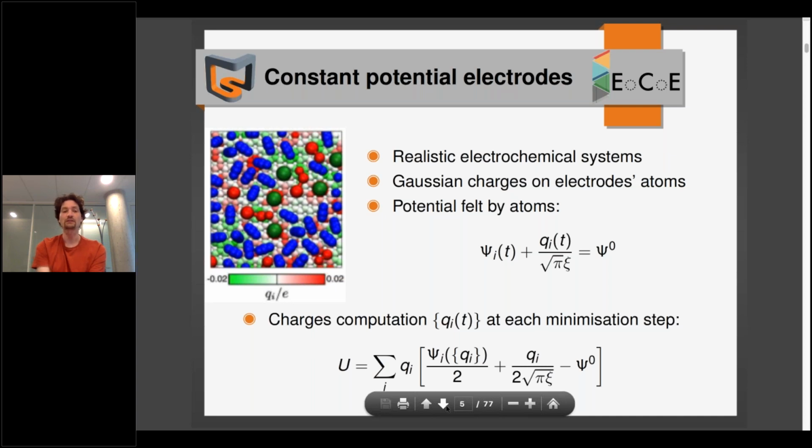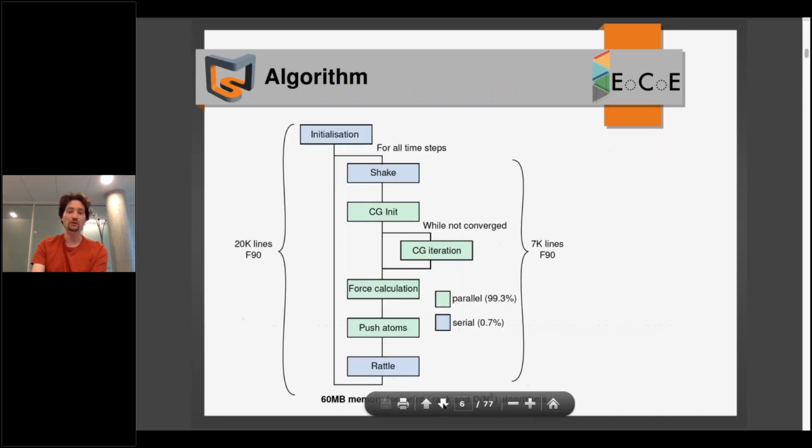Here, the charge on the electrode are evolving as we are putting energy into the system, but we still want to keep a constant potential. So that's where we have a minimization process that determines the charge on each atom of the electrode such that the total energy of the system is minimized. We are using a conjugate gradient for this. I don't go into the detail of the model.